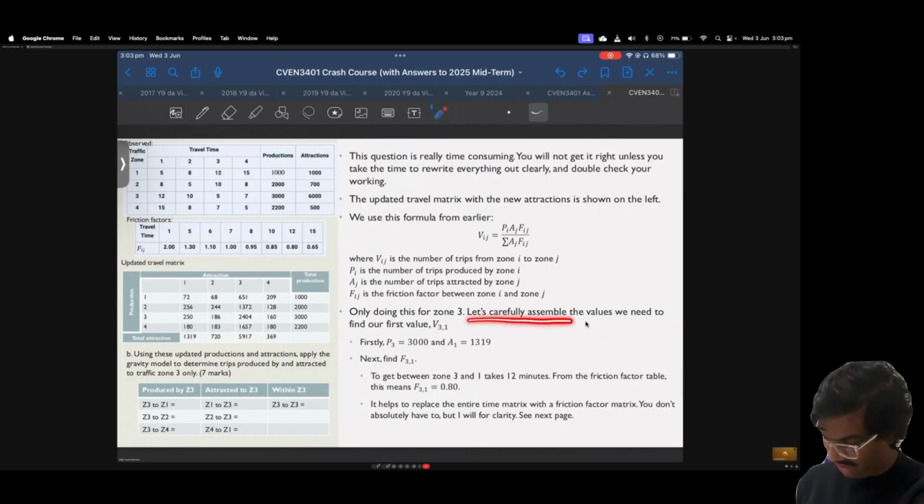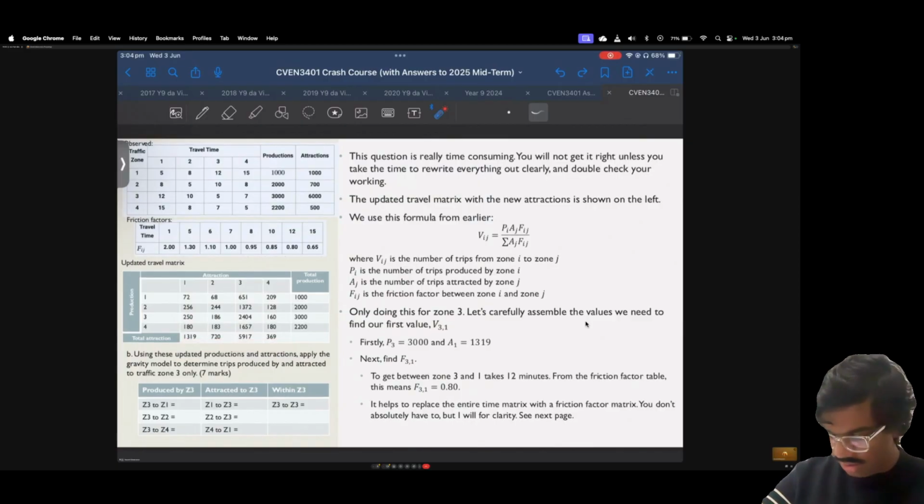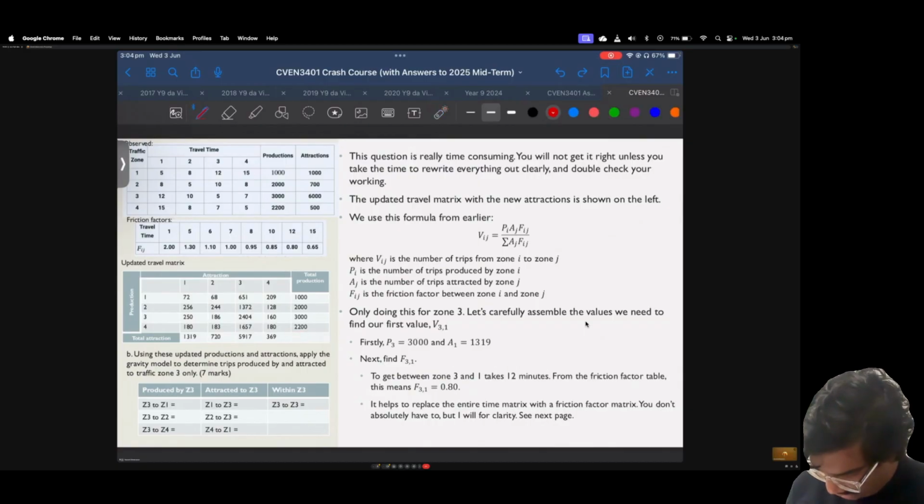So let's carefully assemble the values we need to find our first value, V31. V31 means from zone 3 to zone 1, so journeys are leaving zone 3 and ending up at zone 1. And you're probably wondering, why are we even doing this? We've already found that between zone 3 and zone 1 is 250. But if you actually add this up, let's do that right now: 1319 plus 720 plus 5917 plus 369, if we sum that, equals 8325. But if we sum the top one, the productions, it equals 8200. So we're getting different numbers.